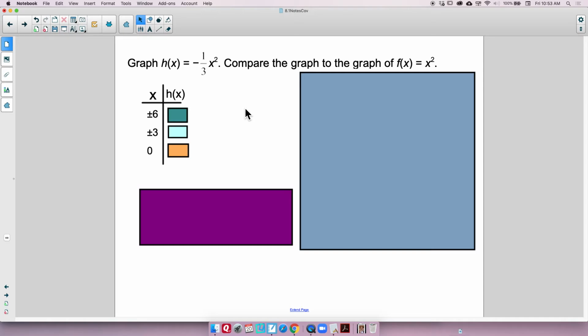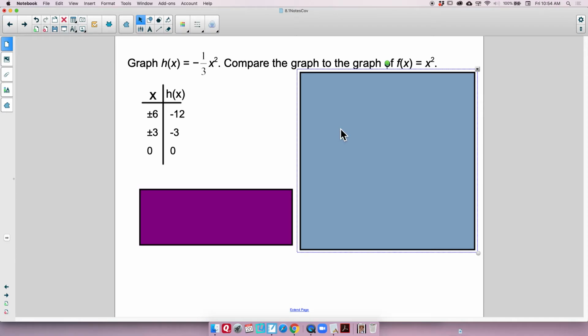Okay, let's do another one. Again, go ahead, pause it, try it on your own. I've given you the x values to plug in to figure out our y values or h of x values. Think about what you think this one's going to look like, though, compared to the parent function. Okay, we're back. So if I plug in plus or minus 6, I have 12. Because 6 or -6 squared is 36, and then times -1/3 is -12. Plus or minus 3 gets us 9 times -1/3 is -3, and obviously if we plug 0 in, it's 0.